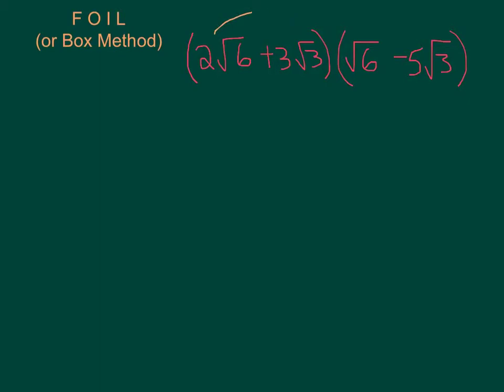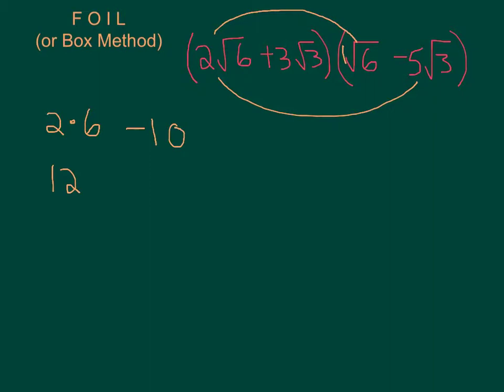But let's do one at a time. Let's start with the first. And each time that you multiply, you're going to multiply the coefficients together and then multiply the radicals together. So in this case, the coefficients are 2 times 1, so that's 2. And then our radicals, the square root of 6 times the square root of 6, cancels out the radicals and leaves you with just 6. And then 2 times 6 is 12. Okay, let's do the outside. Multiply the coefficients together. 2 times negative 5 is negative 10.